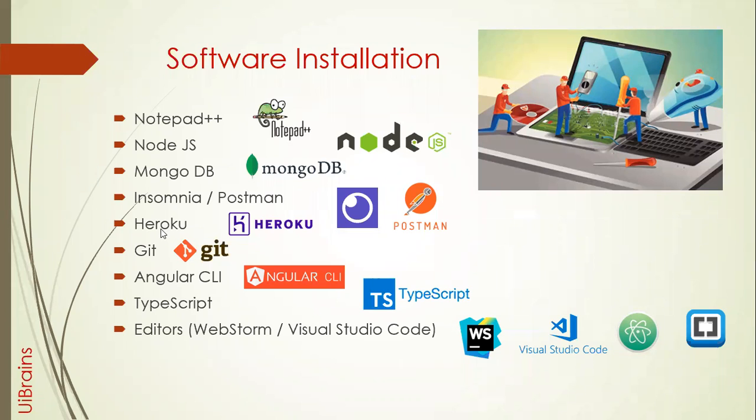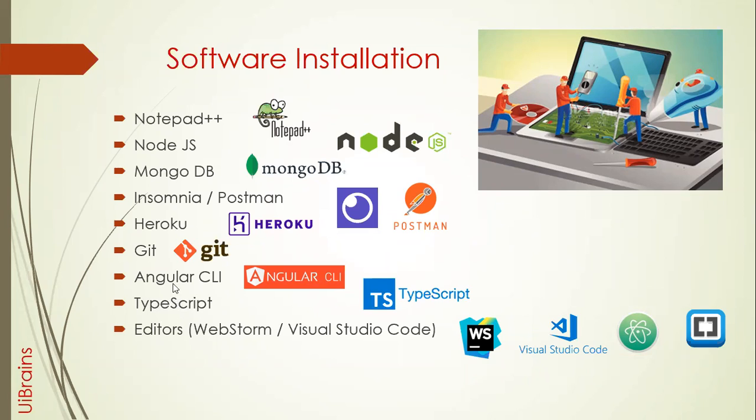Heroku is the command line to deploy your applications to the Heroku online deployment platform. Git is for implementing version control for your project. Angular CLI is the command line interface for Angular to create components, services, modules, interceptors, guards, and Angular snippets. We also have to install TypeScript, because we're going to write TypeScript programs and compile them, so we need the TypeScript compiler.